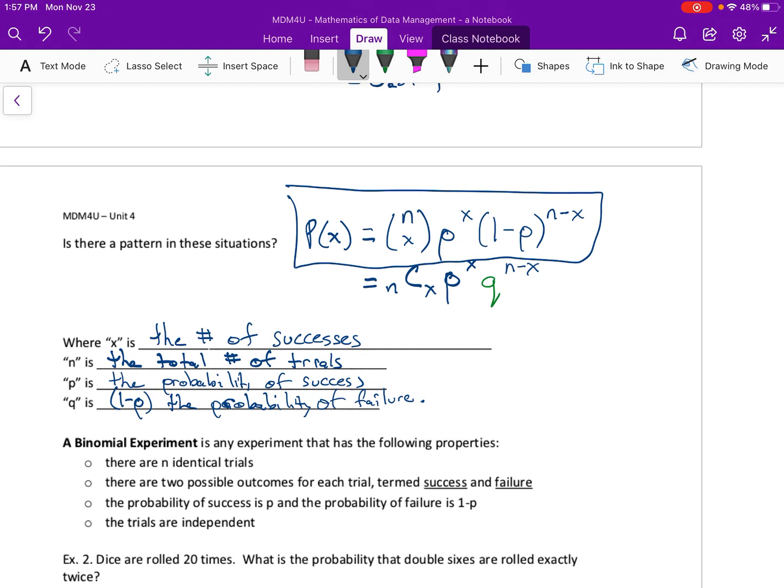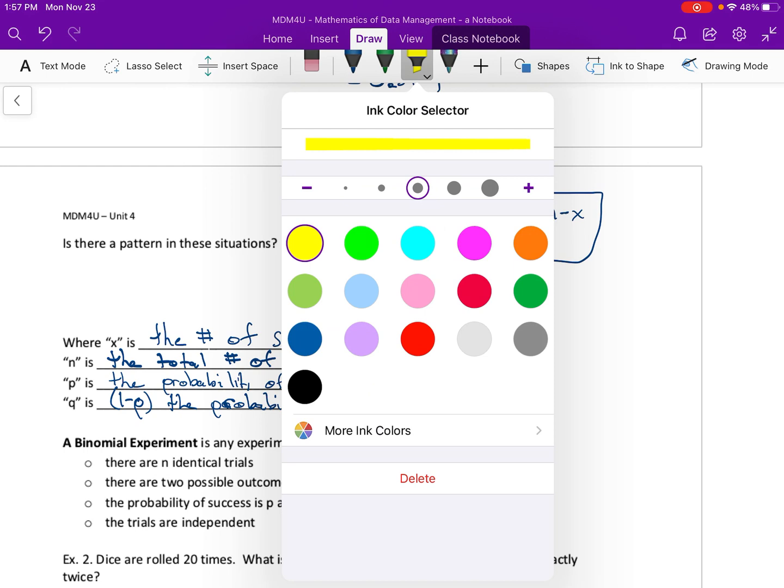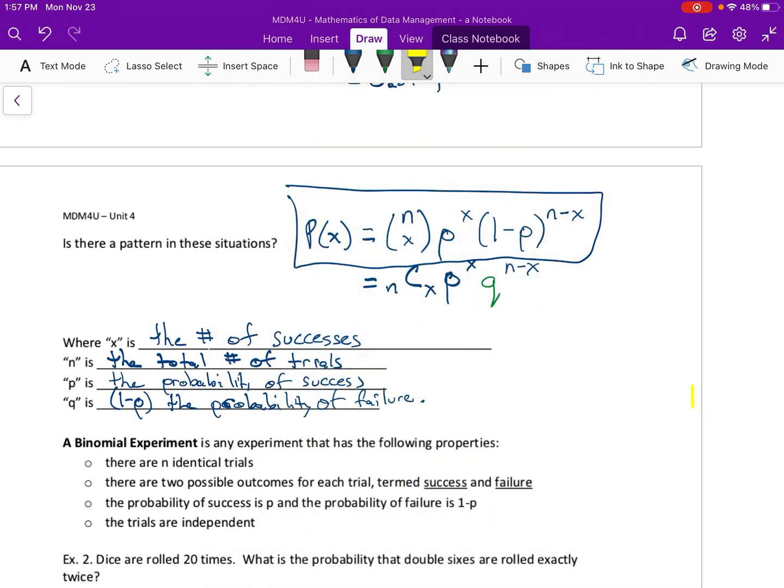So what's going to be important is to be able to distinguish when you have this situation versus when you have something else. In a binomial experiment, you always have to have n identical trials. What that means is that your probability is never going to change as you continually go through these trials. Each trial is exactly the same. It relates to what we talked about in the previous unit, where you have things that are independent versus dependent. All the trials are independent. And again, as we said, there are two possible outcomes termed success and failure. The probability of success is P, and the probability of failure is 1 minus P.